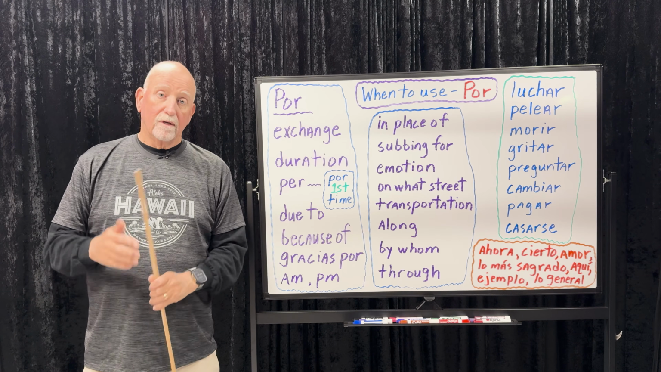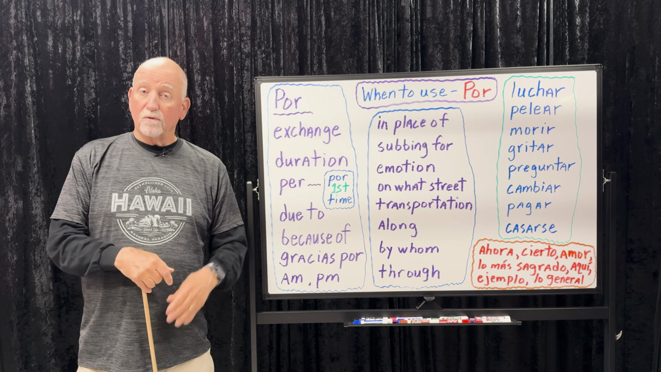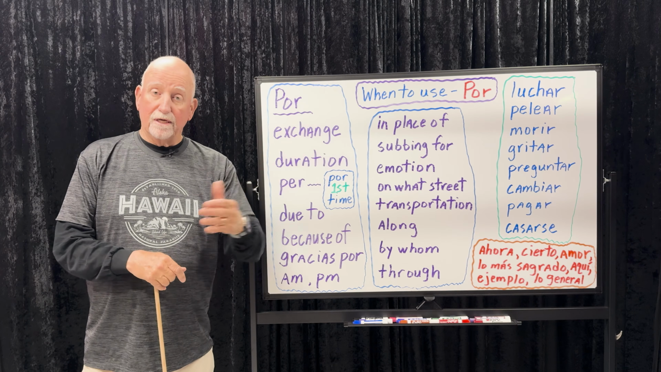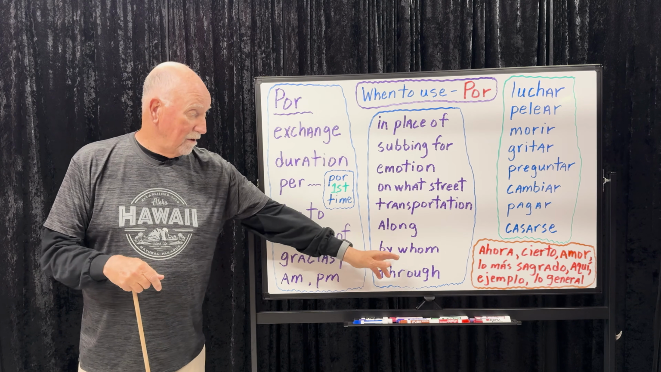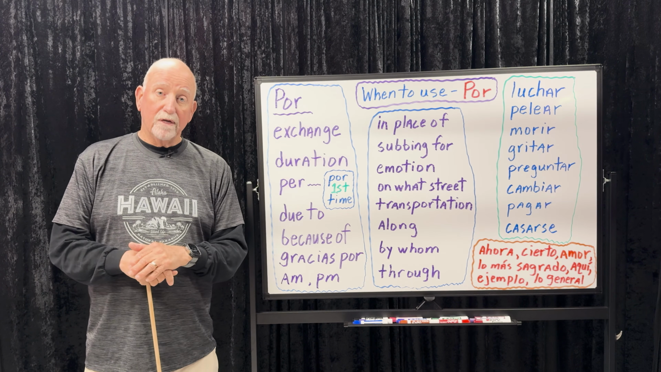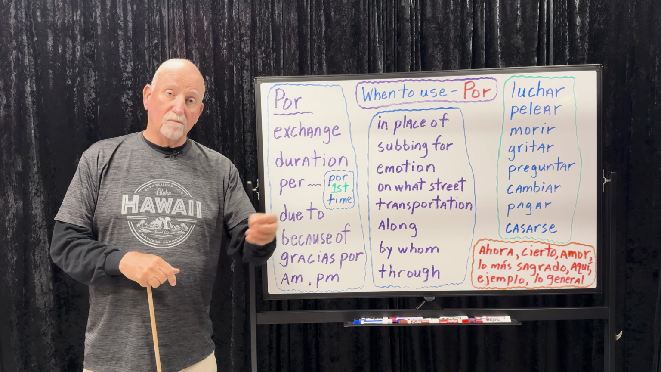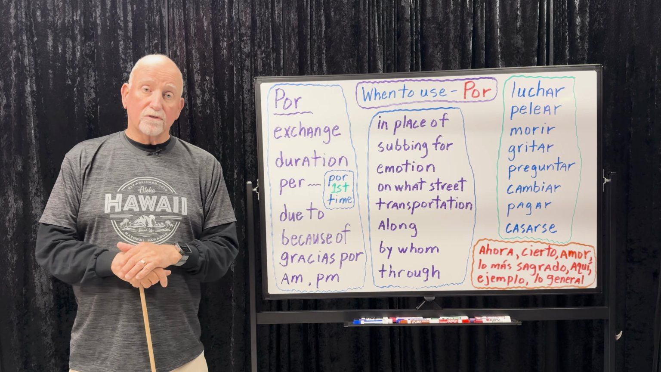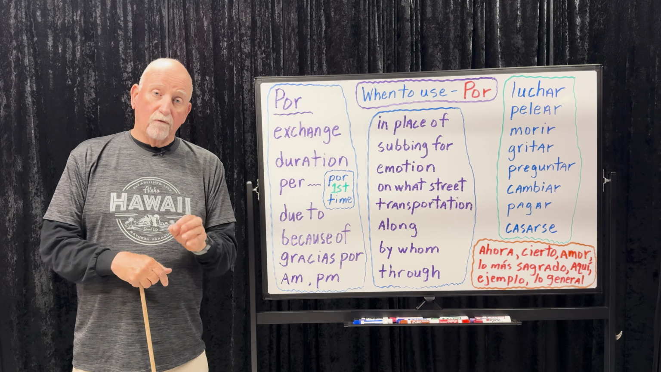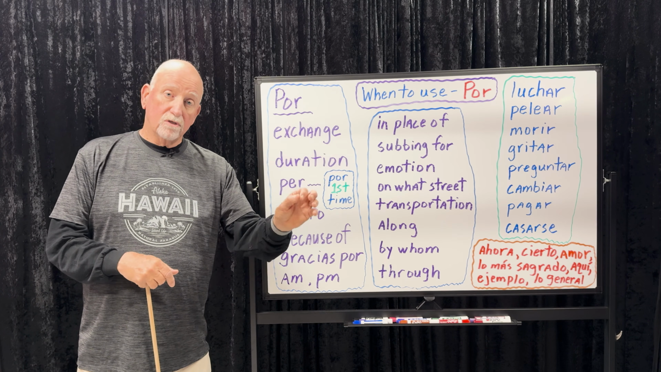By whom? Fue pintado por Da Vinci. Fue hecho por mamá. It was done by mom. It was written by Dickens. Fue escrito por Dickens. It was drawn by Charles Schulz. Fue dibujado por Carlos Schulz.